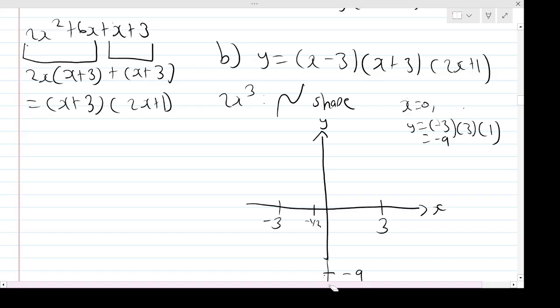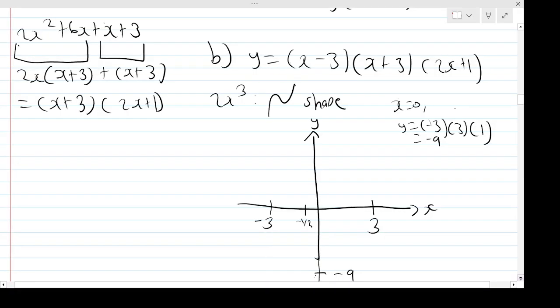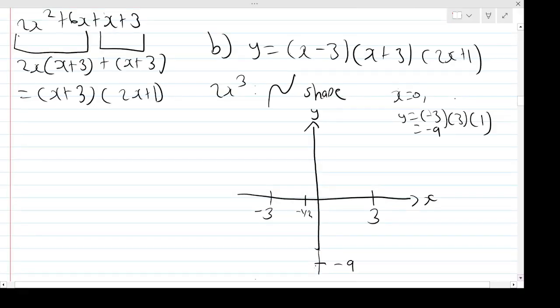And that's -3 there. There we are. Oh, that doesn't pass through -9. Oh, let me scroll down. There we are. That's what our cubic will look like. Cool.